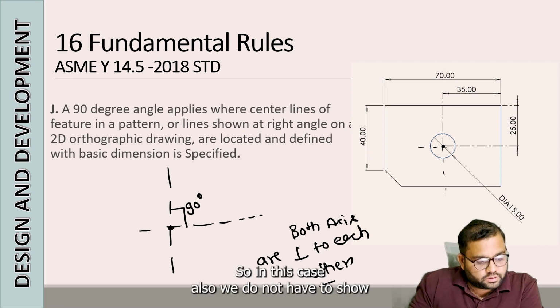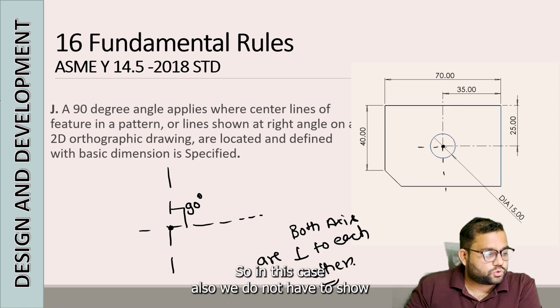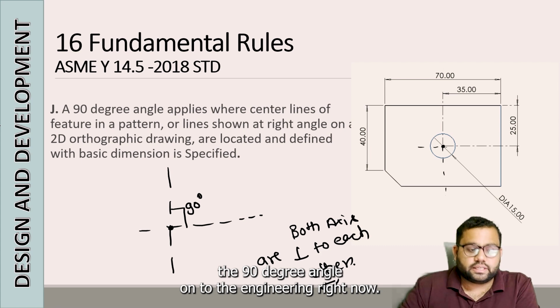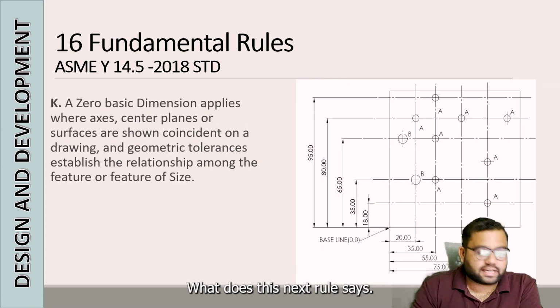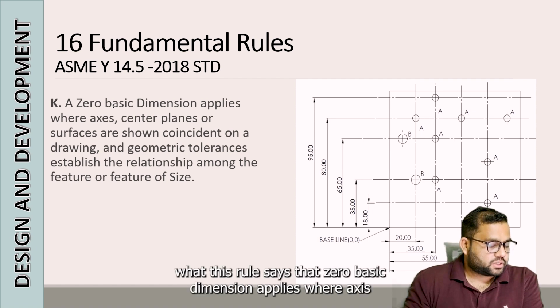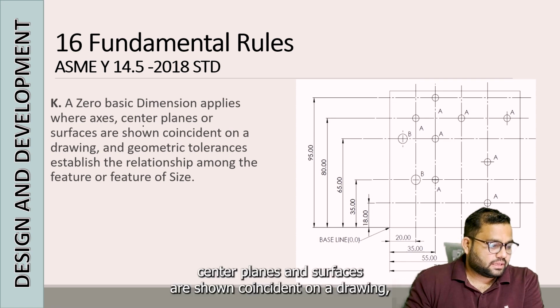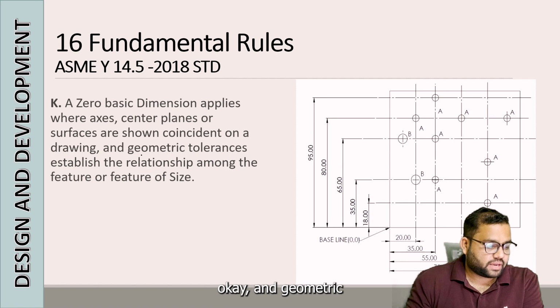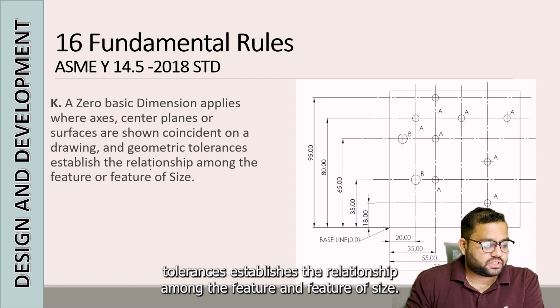Okay. So in this case also, we don't have to show the 90 degree angle onto the engineering drawing. Now, what does this next rule say? This rule says the zero basic dimension applies where axis, center planes and surfaces are shown coincident on a drawing. And geometric tolerances establish the relationship among the feature and feature of size.